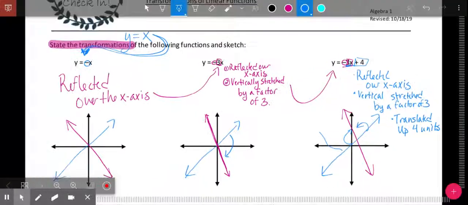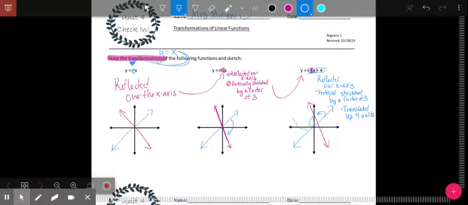So we're looking for these 3 things every single time. Is it reflected? Is it stretched or compressed? Or is it shifted or translated up or down? That's why I have all those prompts on those problems in the homework. So please make sure you're checking for those. Alrighty. So that's all I've got for your check-in for our linear transformations. You can move on to your notes.